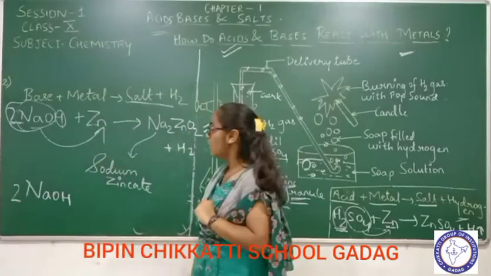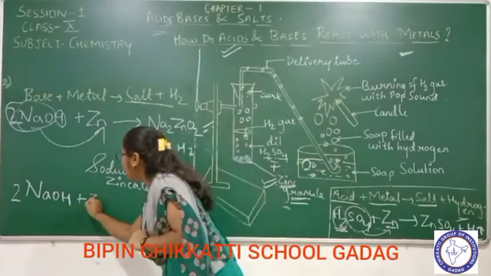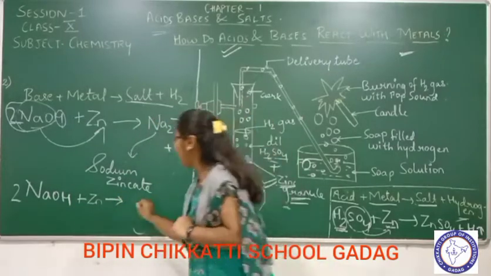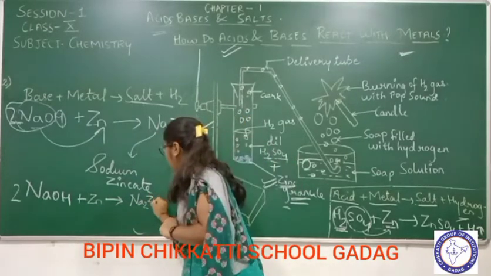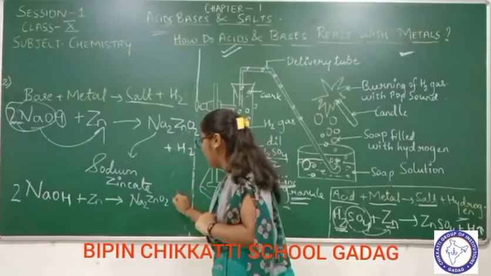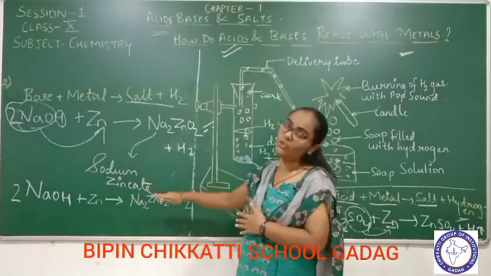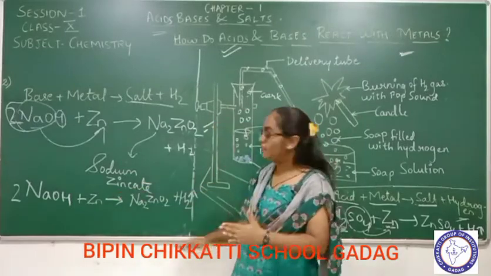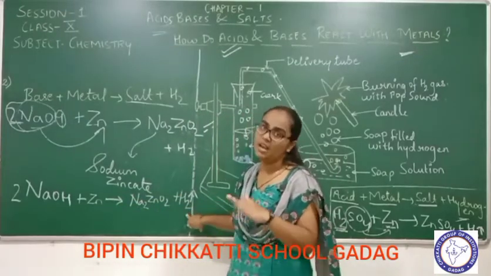2, right? So when I react 2 molecules of NaOH with a zinc metal, it forms sodium zincate, which is Na2ZnO2. Along with that, what is getting evolved? Hydrogen gas. So this is the neat representation of the reaction. Understanding? In the examination, you are supposed to write in this form.